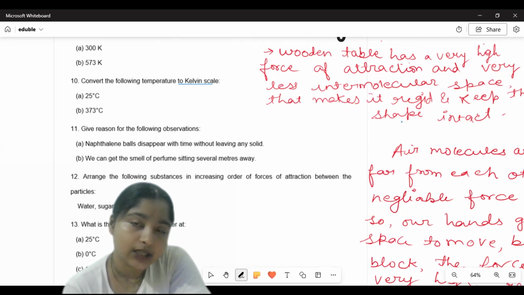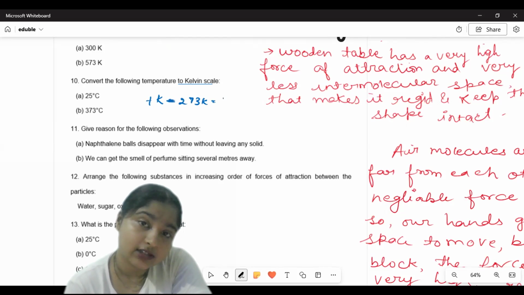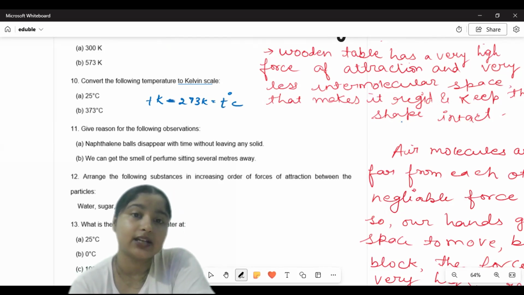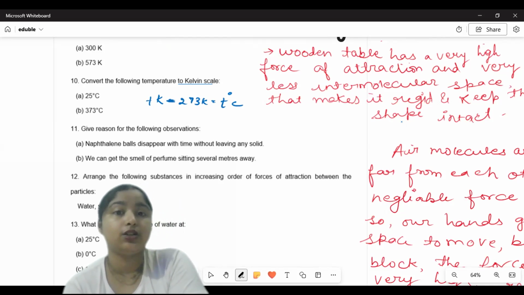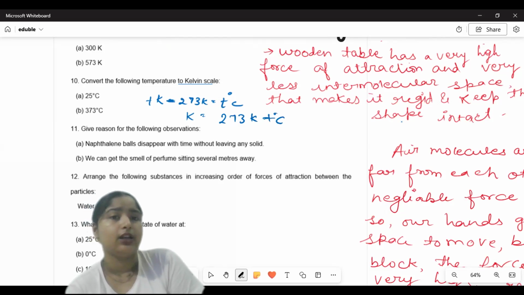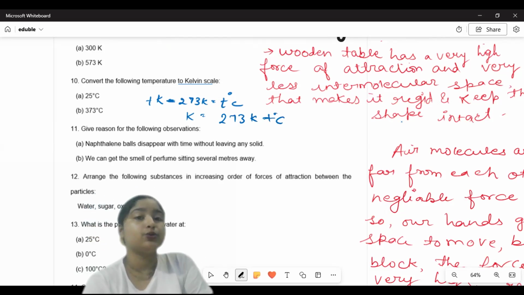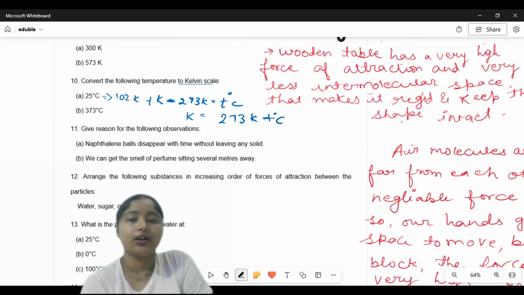When you wanted to get the degree Celsius, the temperature in degree Celsius, you just subtract 273K. Now, if you want to get the temperature in Kelvin, you need to add it. So Kelvin will give you 273K plus whatever the degree Celsius is given. So 25 degrees plus 273K, right? That's going to give you 102 Kelvin, I guess, right? Not 102, come on.